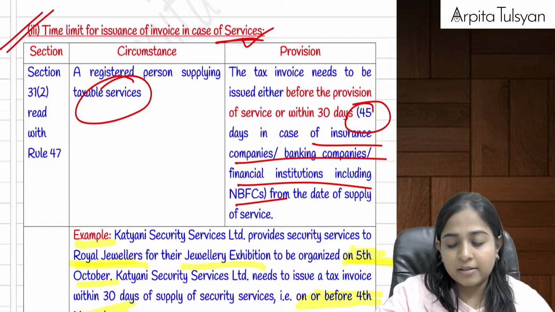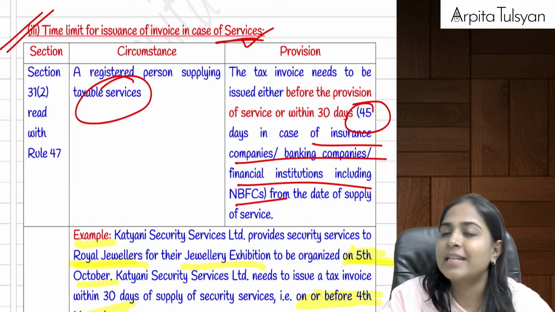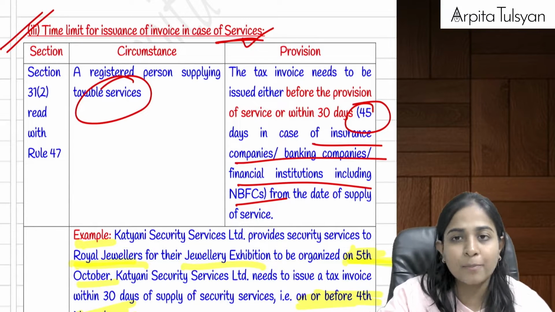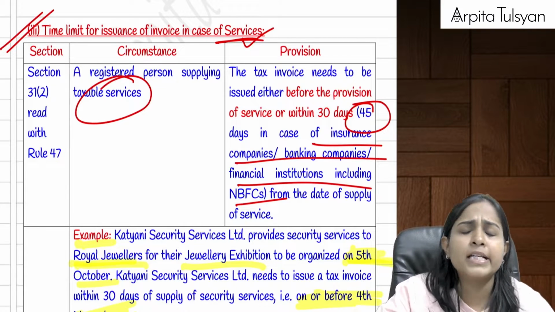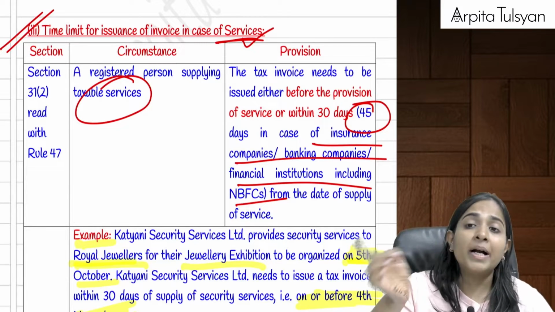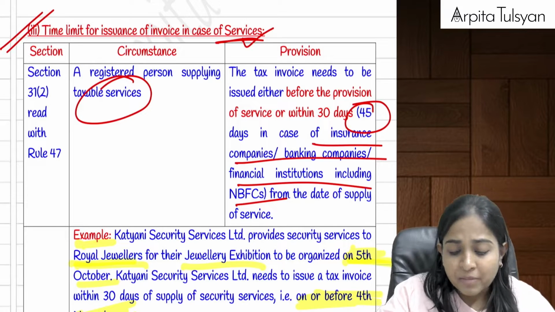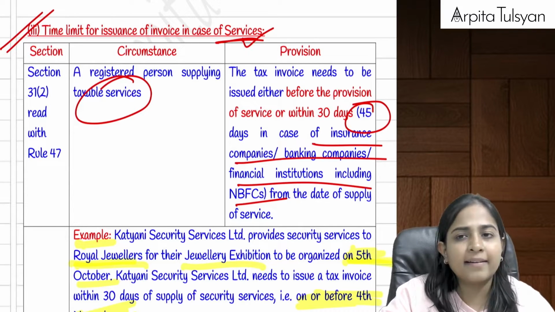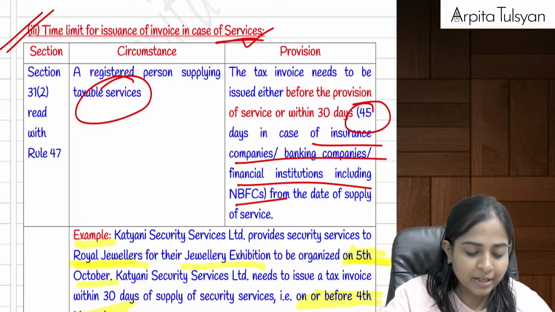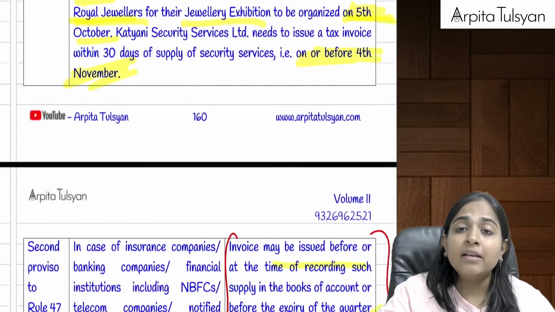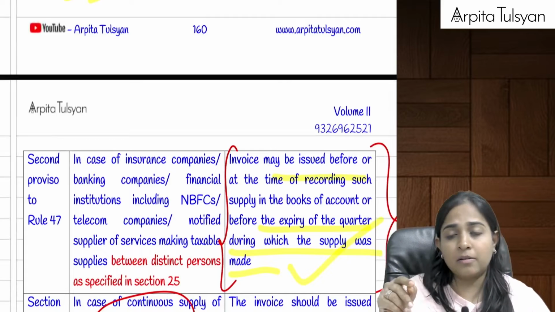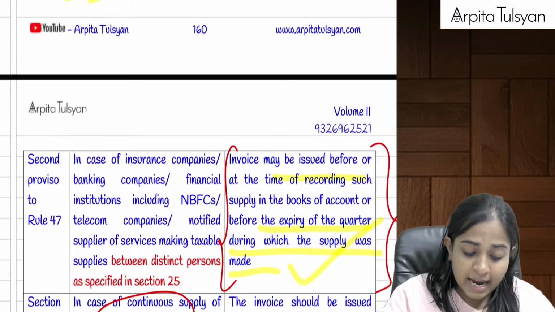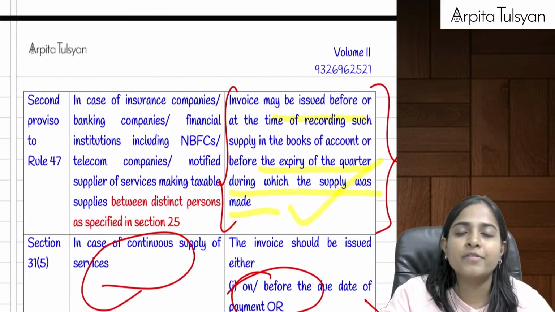Normally, whenever we are providing any services, the tax invoice should be issued before the provision of service, or within a time period of 30 days from the date of provision of service. But in case of a banking company, insurance company, etc., instead of 30 days, they will get a time period of 45 days.